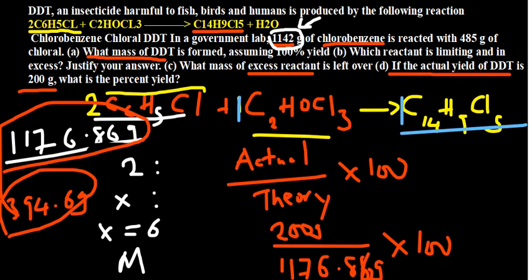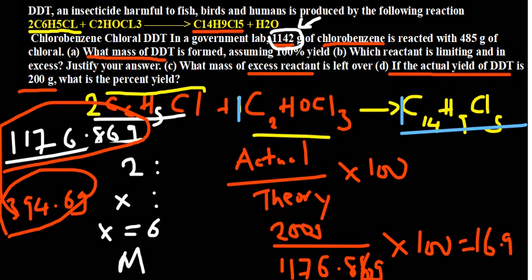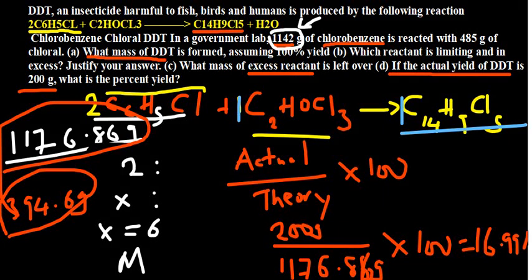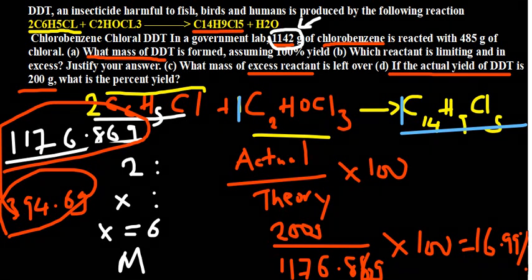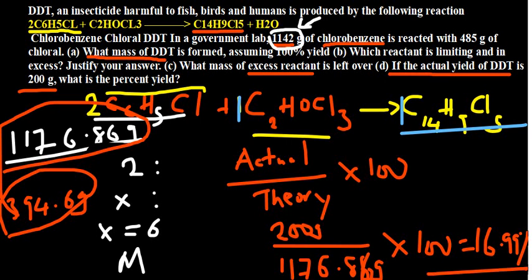So the percentage yield becomes 16.99%, which is approximately 17%. So that's the way to go about it.